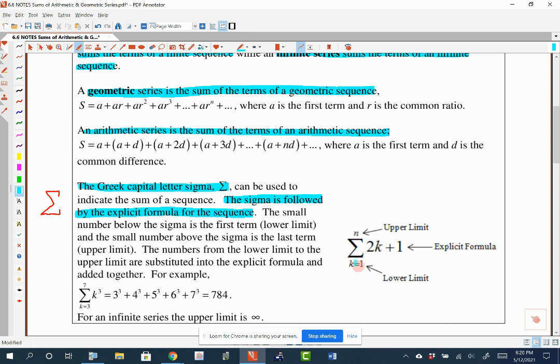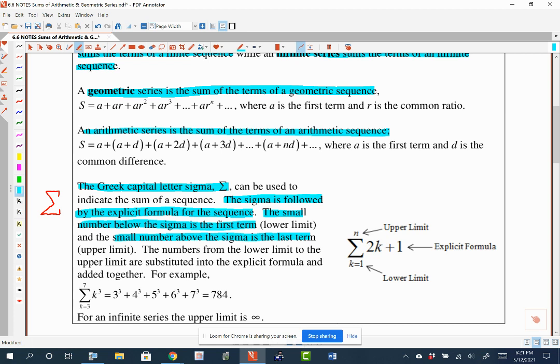We notice above and below our sigma, we have some different notations. It says the small number below the sigma is the first term, or it's called the lower limit. So we want to start with the first term. And then the smaller number above the sigma will be our last term. So do we want to go to the 10th term or the third term or whatever term we want to add to? That's called our upper limit. So we can take these and we can find their summation.